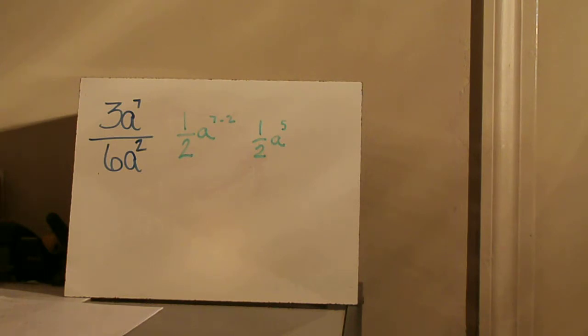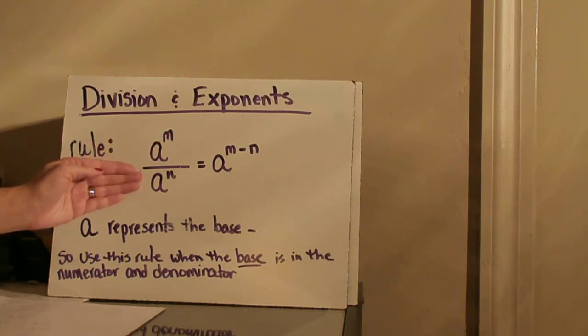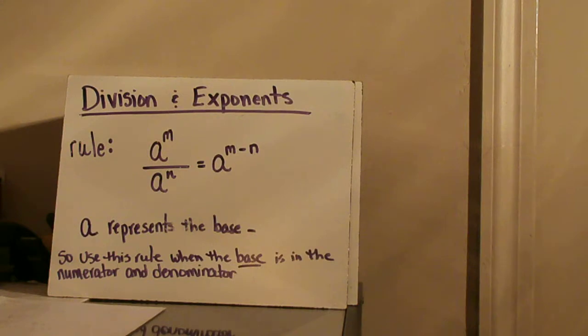Okay? So we have reduced and we have a to the 5th. Okay? So this is using the rule for working with exponents and division, that when you have this, the base in the numerator and the denominator, we can simply find the difference in our exponents.